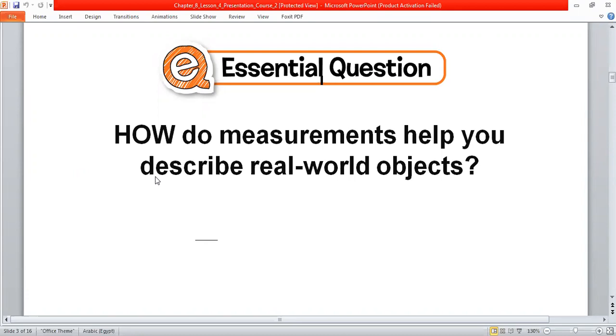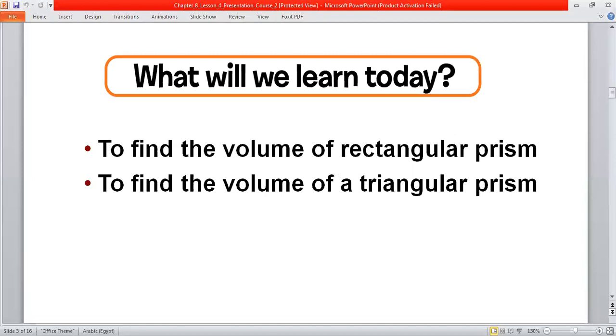Before we start this lesson, we need to talk about the essential question. The essential question of this lesson says: how do measurements help you to describe real world objects? So the essential question here means how I can use the measurements of geometry to find our real objects around you in your life. So we need to learn how we can measure the volume and the area.